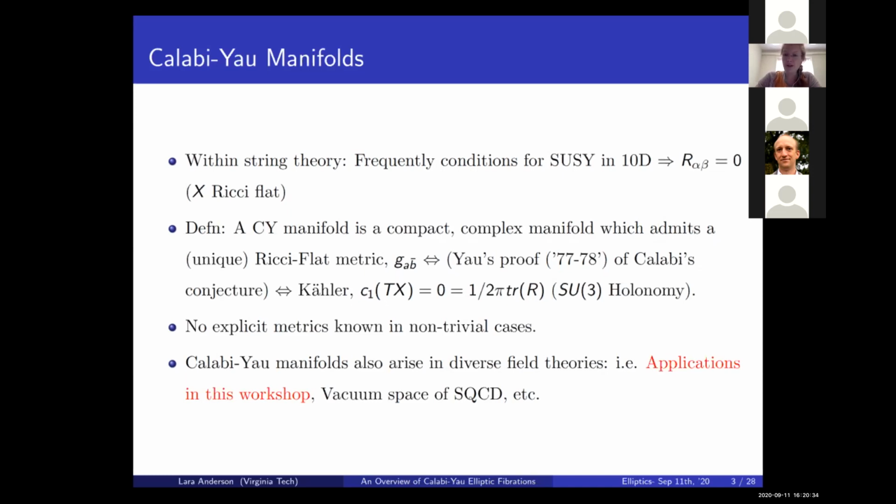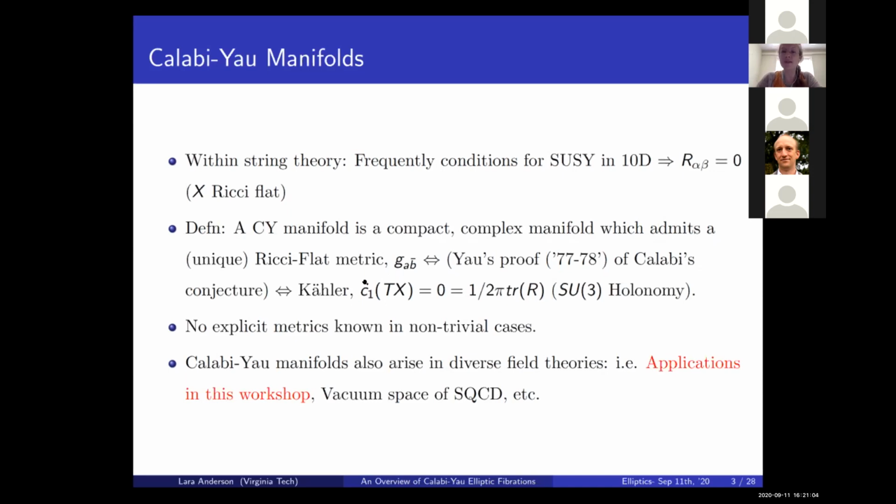Now, Yau's proof of Calabi's conjecture showed that such a metric exists if you have a manifold that is so-called Kähler and satisfies a topological condition that its first Chern class vanishes. This is simply the trace of the curvature. This is also one-to-one with being SU(3) holonomy as a manifold. Now, Yau won a Fields Medal for completing this proof and proving that for a class of manifolds of this type, a Ricci flat metric must exist.